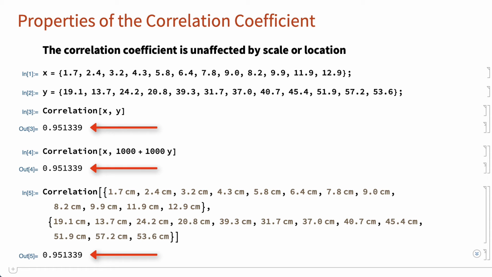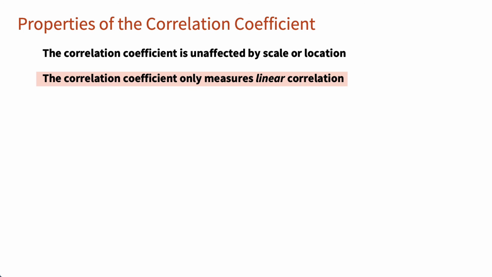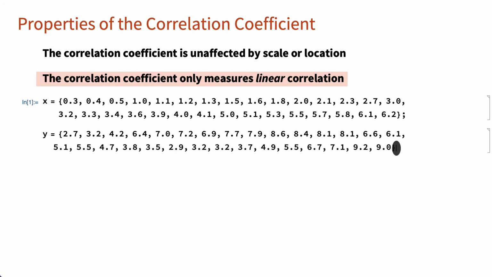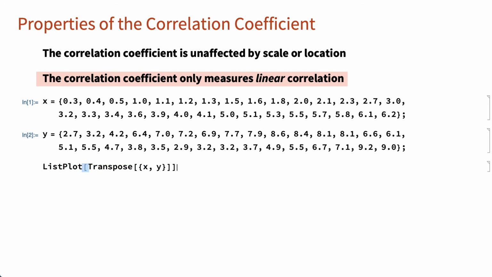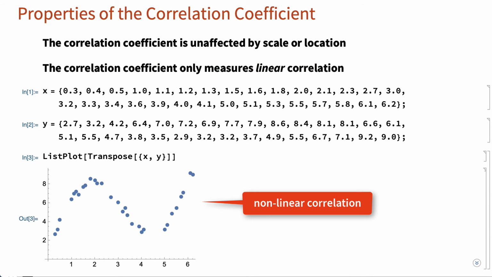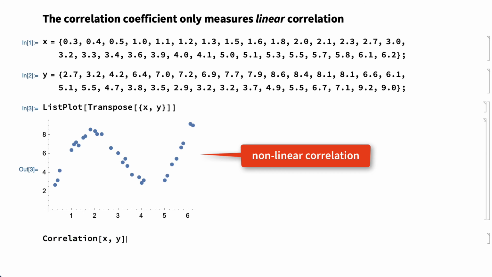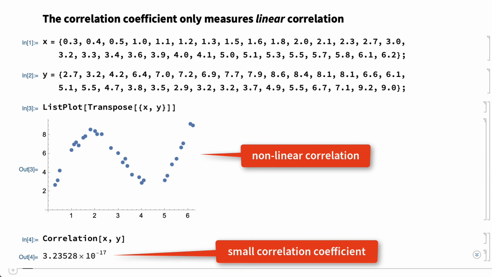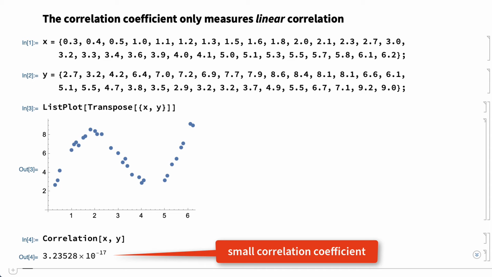It can be important to keep in mind that the correlation coefficient only measures linear correlation. For example, a scatter plot of the points represented by this pair of lists shows a prominent relationship between the lists, but that relationship is not a straight line and the correlation coefficient is a small number. The correlation coefficient does not measure correlation that is not linear.